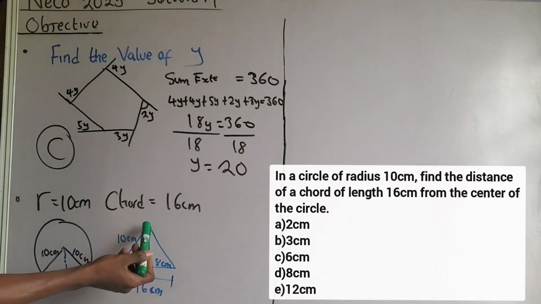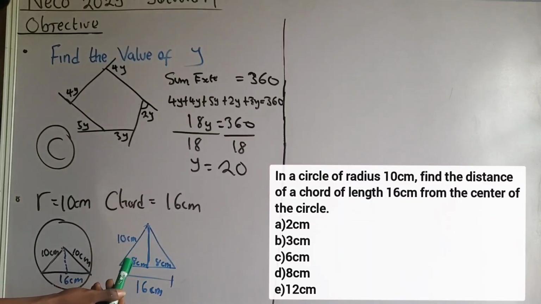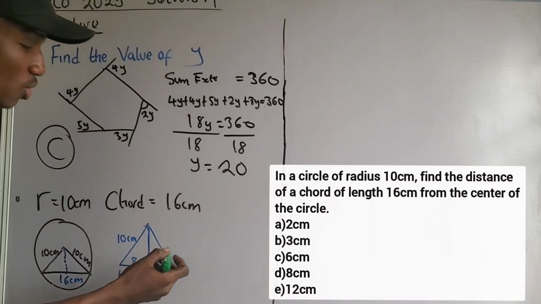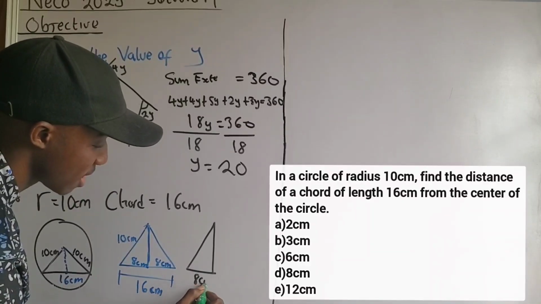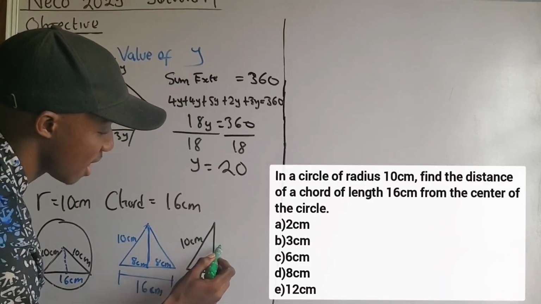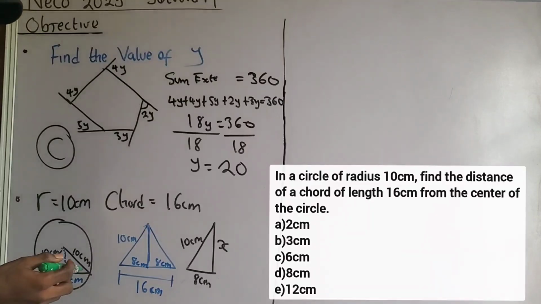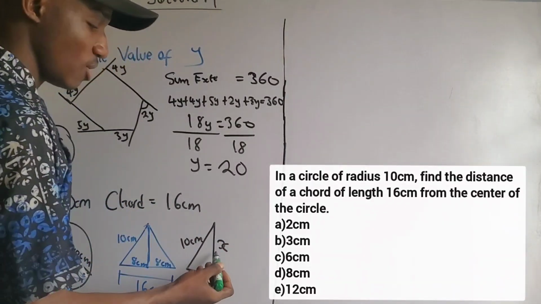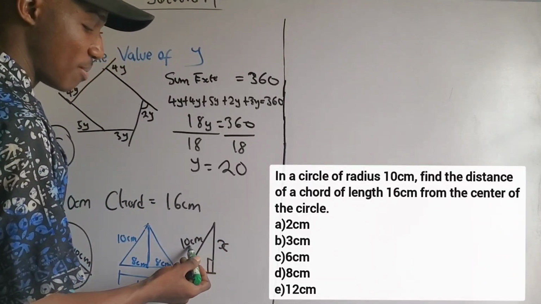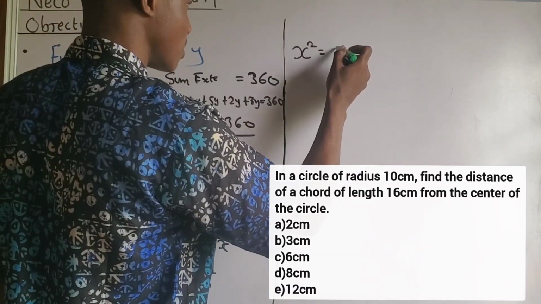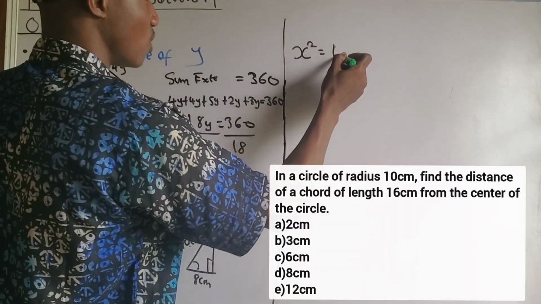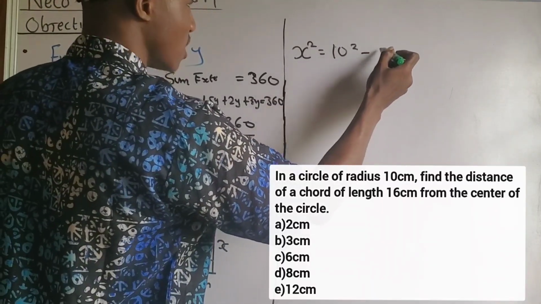If the line cuts the chord into two equal parts, and because the chord is 16 cm, half of it will be 8 cm. So I can use Pythagoras theorem to solve for the distance, because I'm going to have something like this. This is 8 cm. This is 10 cm. And we are looking for this. Using Pythagoras theorem, this is the opposite side, and this is the hypotenuse. So the opposite side squared will be the difference of the squares, which is 10 squared minus 8 squared.